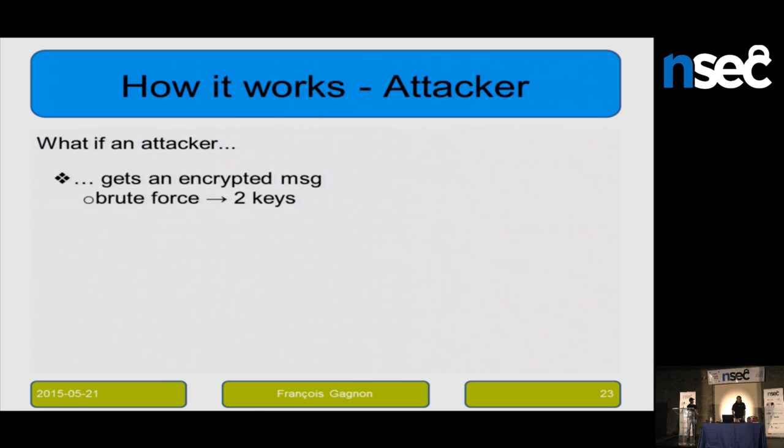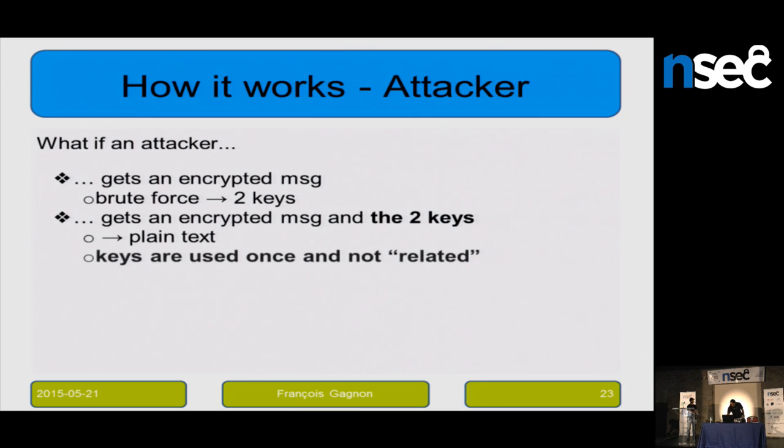So what happens if the attacker gets an encrypted message? Then he has to brute force, in this case, two keys, one for encryption, one for authentication. That's nothing new there. What happens if he gets an encrypted message and the keys used for that message? Obviously, he can get the plain text easily. But since the keys are used only once, after decrypting that message there's nothing he can do anymore, and the keys are not related. In a chaotic system, having the level of all the agents at a specific point doesn't help you predict the next step, because, as Jean-François said before, you need the history to predict the next key.